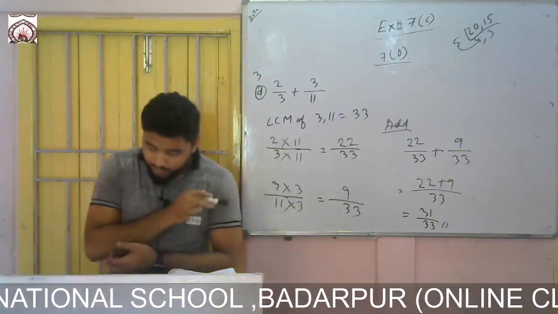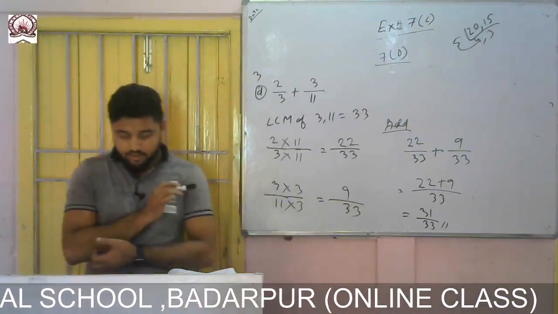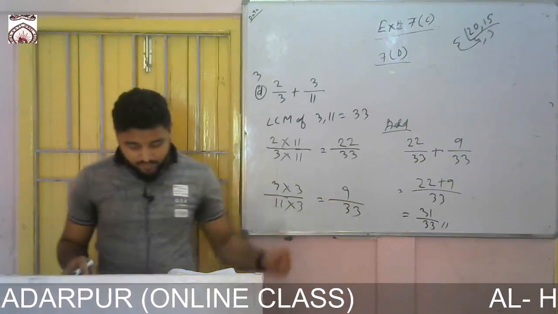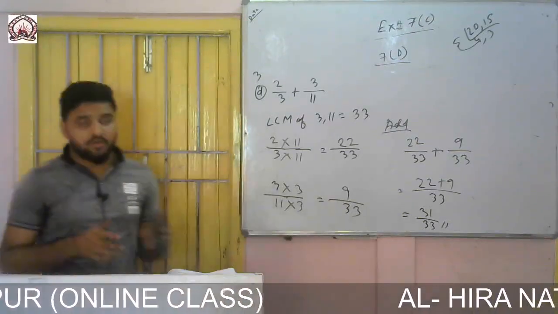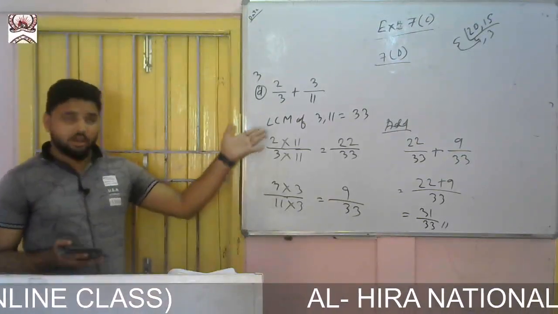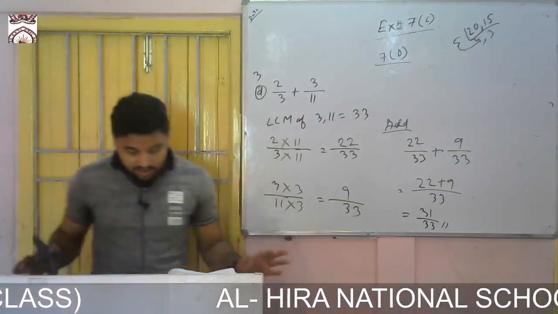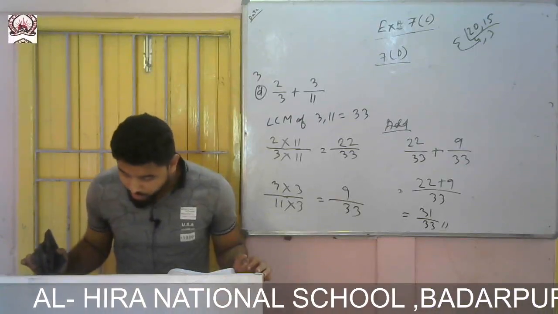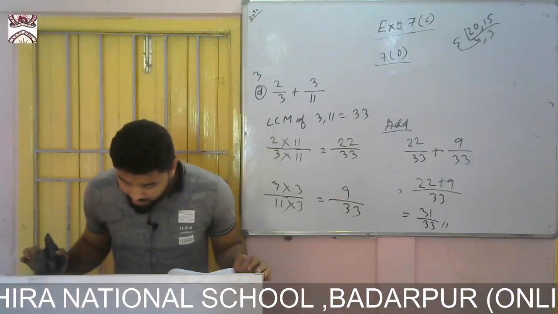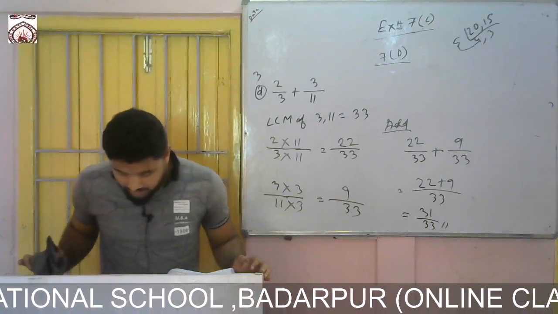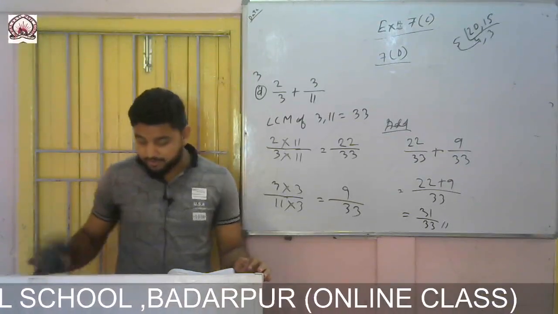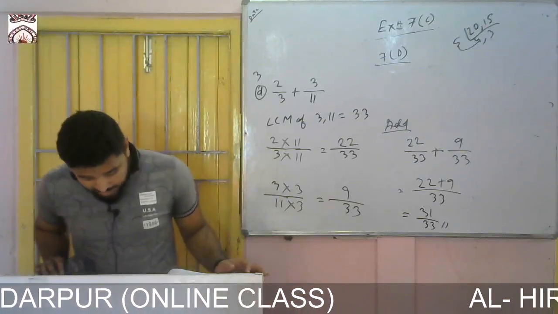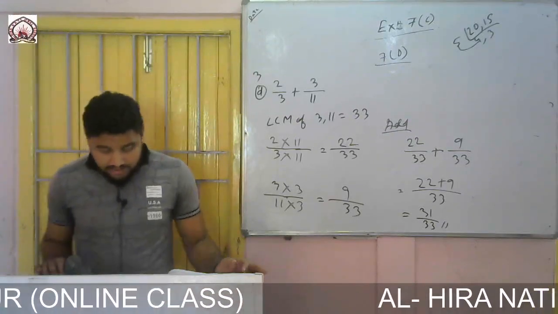Okay, so question number 4, these things all are the same. I am solving only one from question number 4, because all are in the same process. Nothing is changed, only the digits are changed. So from question number 4, I shall solve question number C.